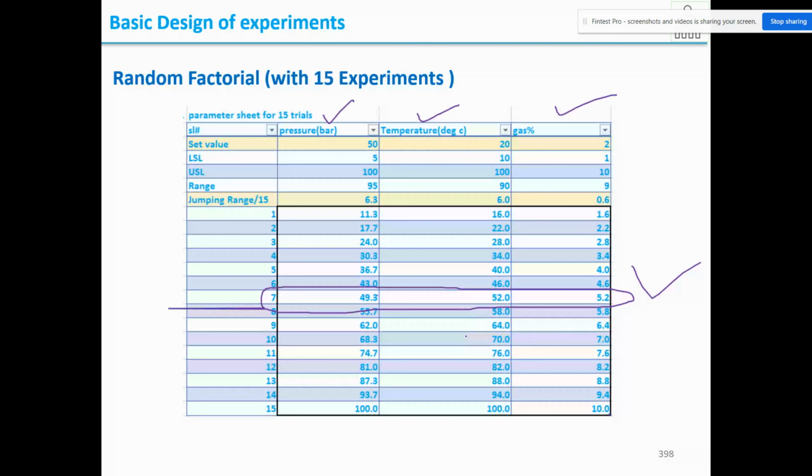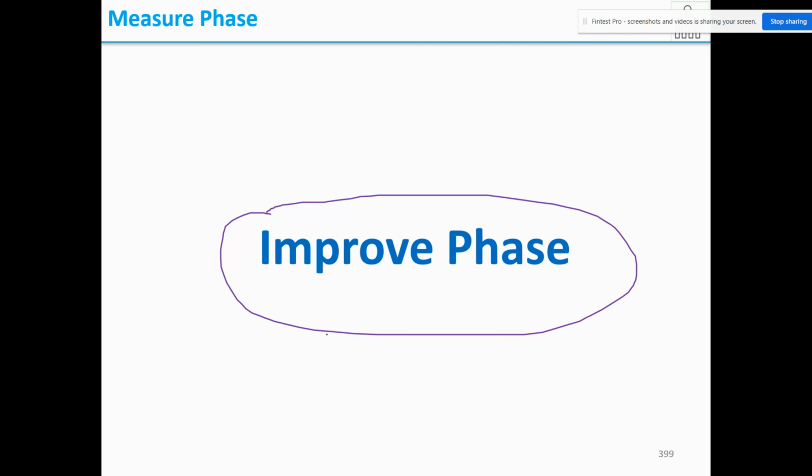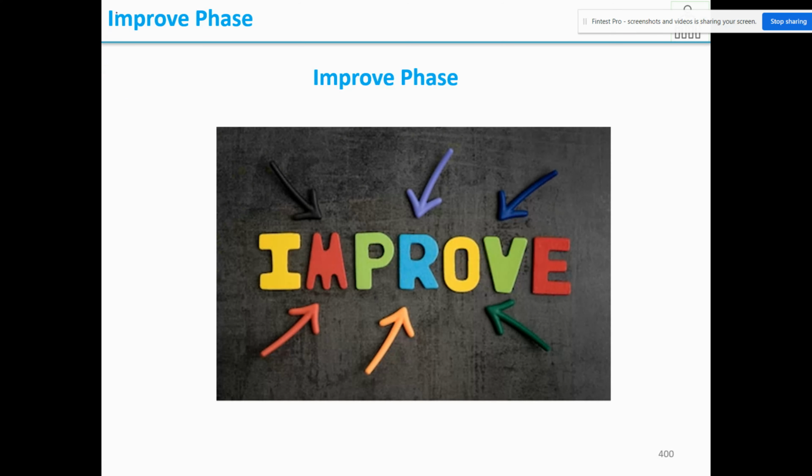So that is about the design of experiment, and then we are going for the improvements. Design of experiment and all these tools will be useful in the analyze phase to find the optimum result, to change the input parameter. So next we are going to the improve phase. So, improve phase.